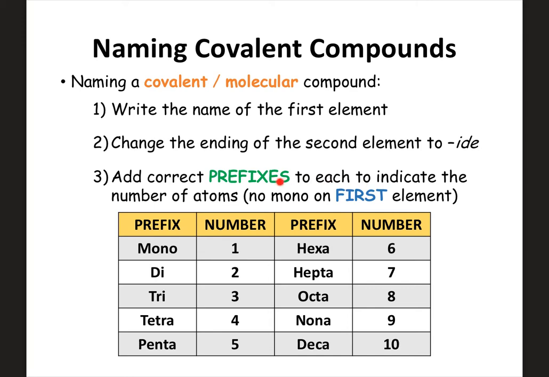And there's a little note here. You cannot use mono on the first element. If you look at these prefixes, and you do need to know these prefixes, mono means there's one of a particular element. Well, if the first element in the formula of a covalent compound just has one, you would not use mono. If the second element just has one, then you would use mono on the second element. Remember, prefixes come before. So you do need to watch out for these: mono, di, tri, tetra, penta, hexa, hepta, octa, nona, deca. But you would never use mono on the first element. And I think as we do some examples, you'll see that these steps are pretty easy and you'll get the hang of it.